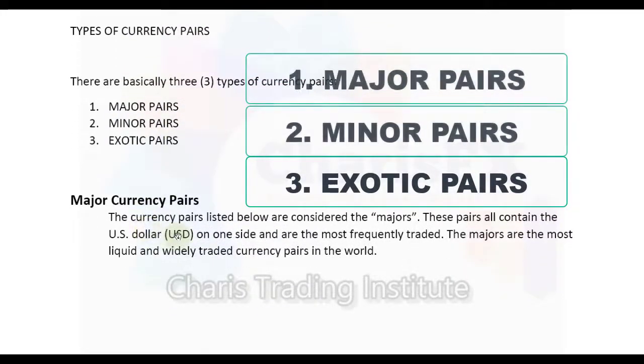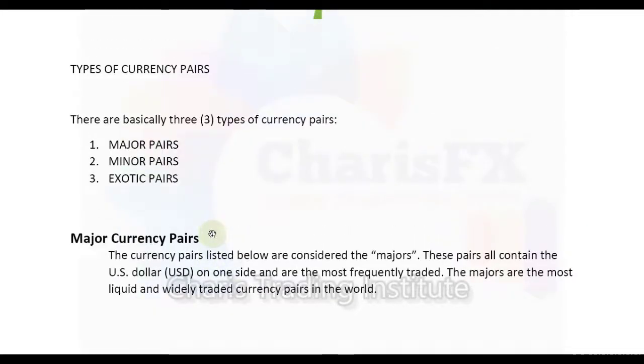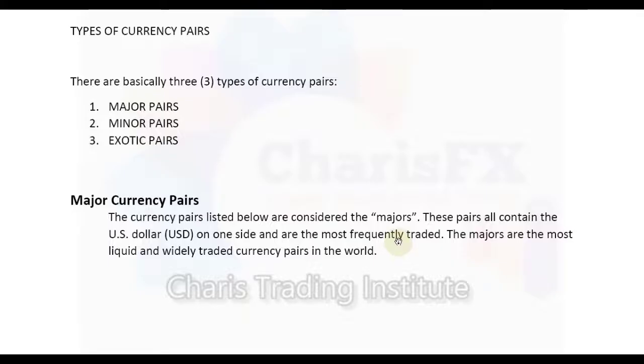Now, the major currencies are listed below. So what are these major currencies? Major currencies are those currency pairs that carry the dollar on one side and are most frequently traded. The majors are the most liquid and widely traded currency pairs in the world. This is why, if you are a beginner starting out in the foreign exchange industry, it's safe to focus on trading the majors, because they are the most widely traded currencies in the world.